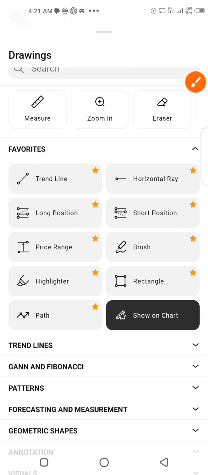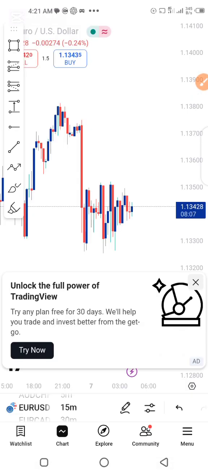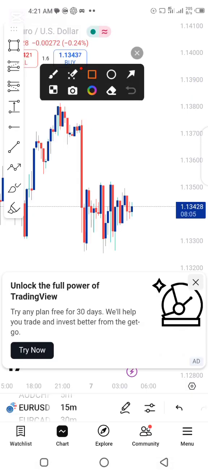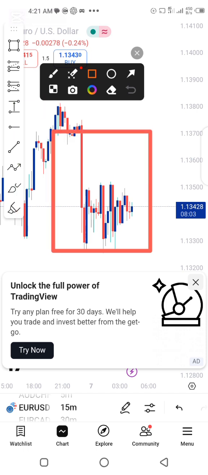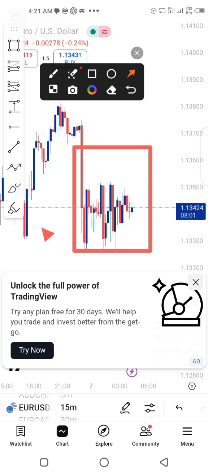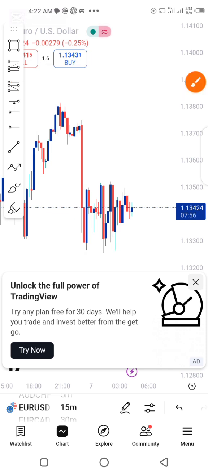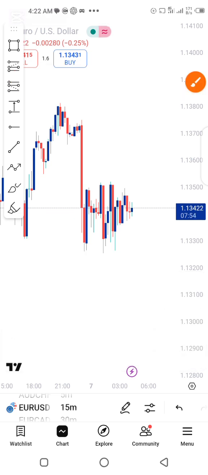Okay, so I have it all. Those things are added to my favorite. So you just pick the tools. The one I'm going to be using now is what we'll call the long position.